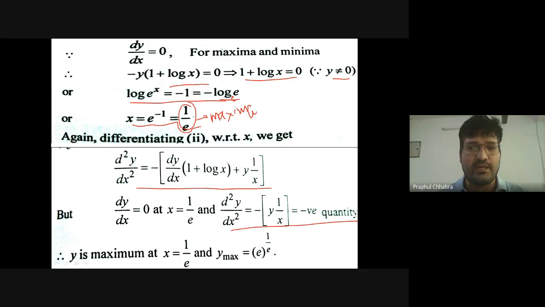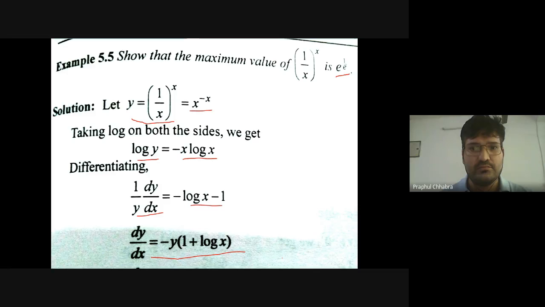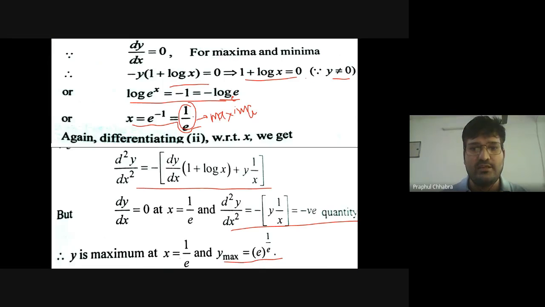Right? और अगर ये मैक्सिमा है तो इसके कॉरेस्पॉन्डिंग फंक्शन का वैल्यू जो होगा वो मैक्सिमम वैल्यू होगी. x is equal to 1 upon e को जो question में है function उसमें put कर दीजिए. We obtain y maximum, that is the maximum value of y, which is e raised to the power 1 upon e, because the function is 1 upon x raised to the power x. तो इसमें put किया तो हमको मिल जाएगा maximum value of the given function which is e raised to the power 1 upon e. Hence proved.